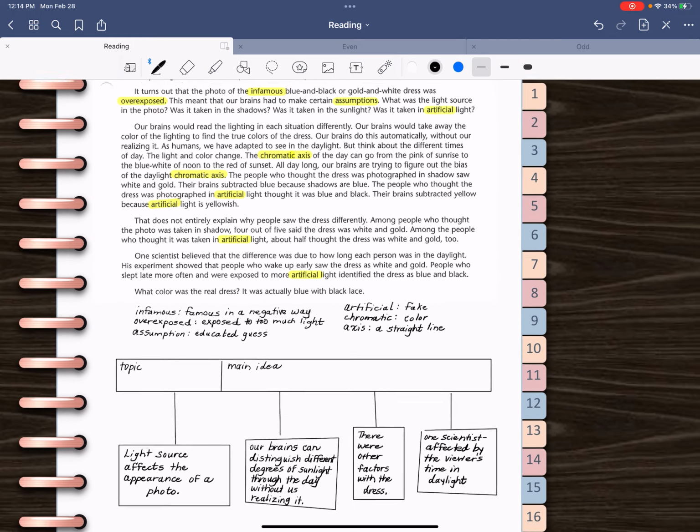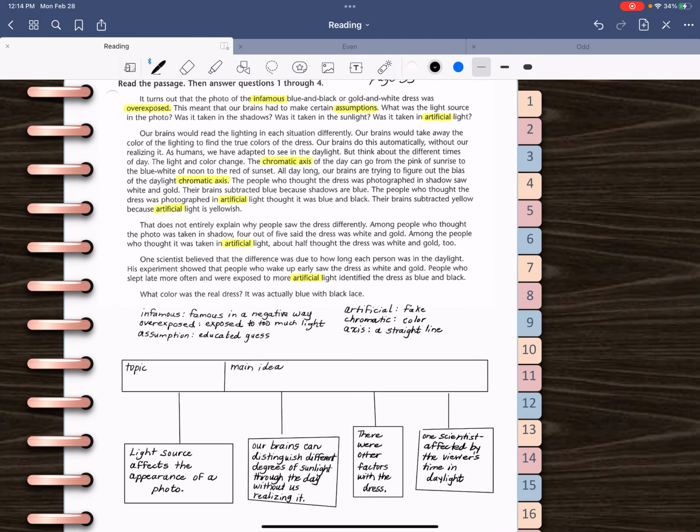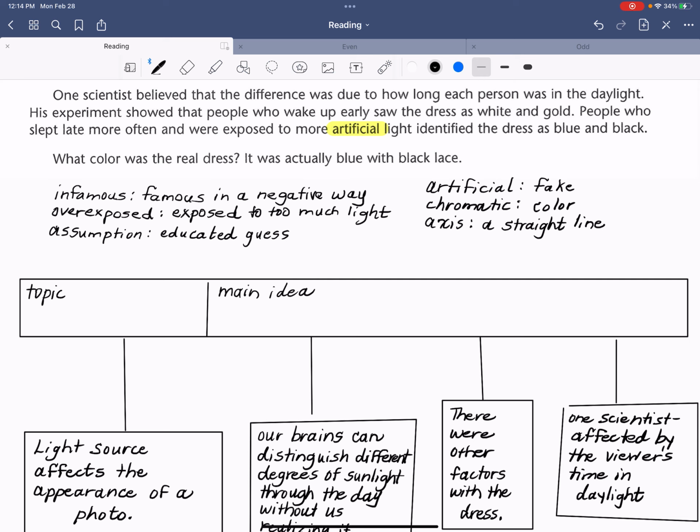So, what is the main idea of all this? Well, light source affects the appearance of a photo. Our brains can distinguish different degrees of sunlight through the day without us realizing it. There are other factors with the dress. One scientist said that we're affected by the viewer's time in the daylight. I'm going to say this on my main idea.